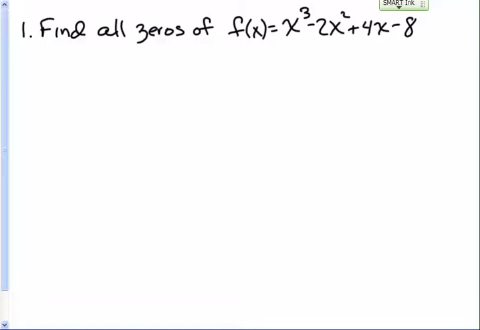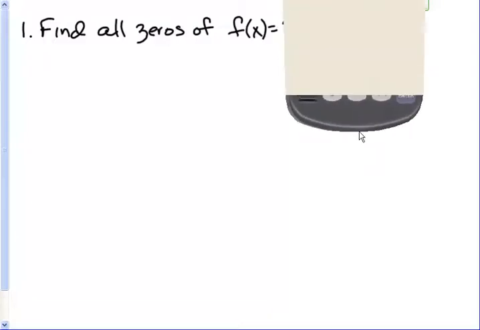Our first problem is finding all the zeros of a function. Remember, the number of zeros we're looking for is the same as the degree, which is the biggest exponent. So for this problem, we're looking for 3 zeros. Zeros can be real numbers, and they can be complex numbers. To find the real zeros, we're going to use a graphing calculator.